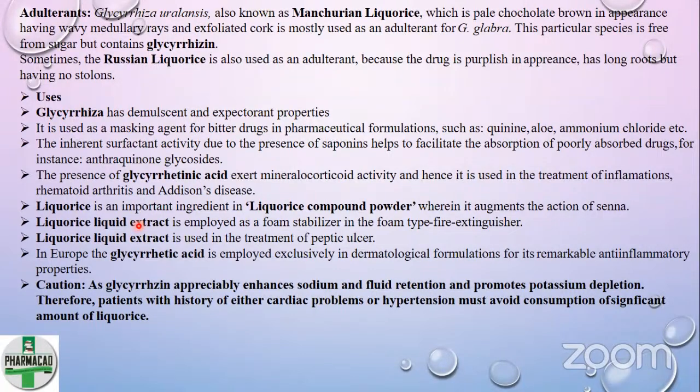Then it is an important ingredient of licorice compound powder wherein it augments the action of senna. Action of senna is what? It is nothing but used as a laxative. Okay, so it is going to augment that action. Licorice liquid extract is employed as a foam stabilizer in the foam type of fire extinguisher. It is used in treatment of peptic ulcers. In Europe, this acid is employed exclusively in dermatological formulation for its remarkable anti-inflammatory properties.